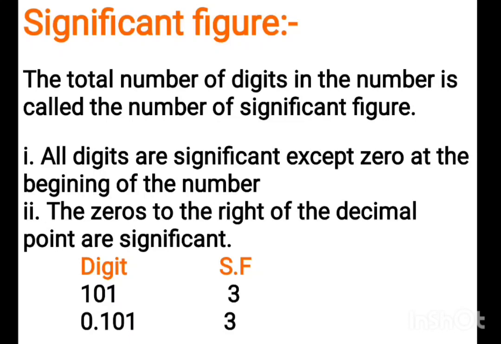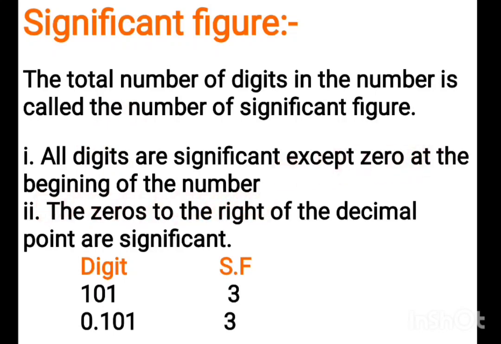So how do we detect a significant figure in a particular number? We have to follow some rules. The importance, the existence, that I called significant figure, I will satisfy with rules to find what the actual matter is. Okay, so the first rule, that is all digits are significant except 0 at the beginning of the number.